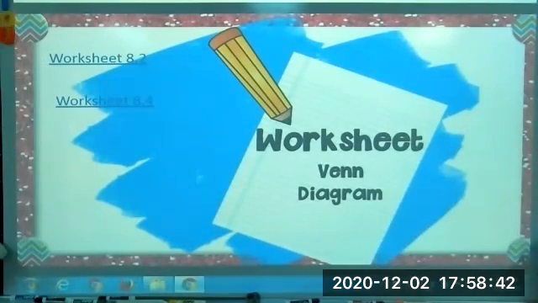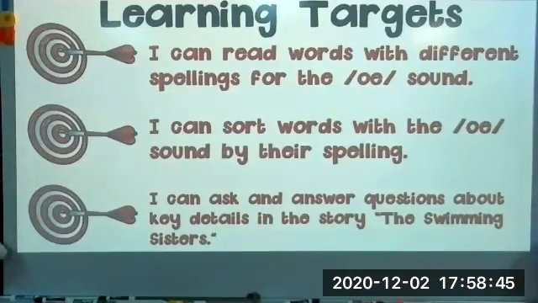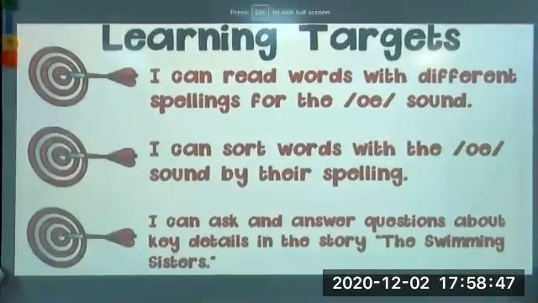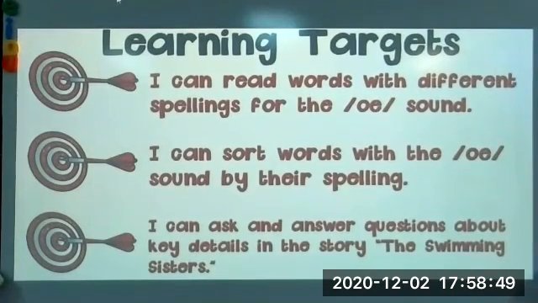Okay, our learning targets for today were: I can read words with different spellings for the O sound. I can sort words with the O sound by their spellings. And I can ask and answer questions about key details in the story, The Swimming Sisters. And we did all of those in our lesson. You guys did a great job. I hope that everyone tried their best today on their math test.